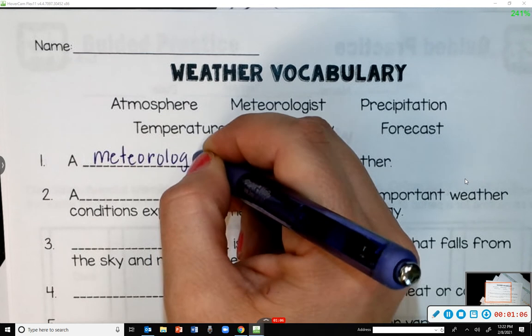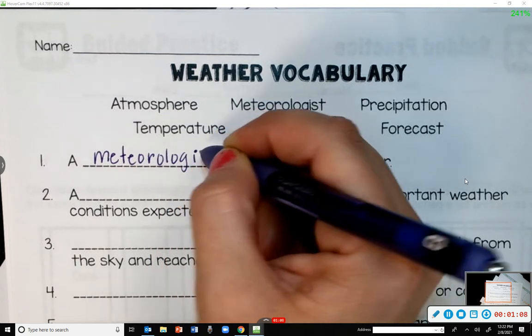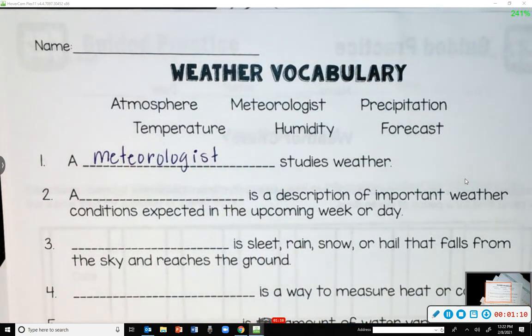So these are the people that you see on the news that are giving you the weather. They'll say the forecast for the week. What's the weather going to be tomorrow or over the week and on the weekend.